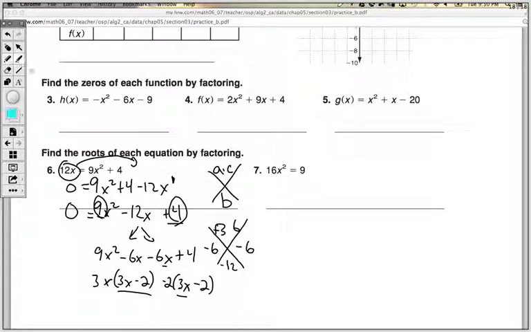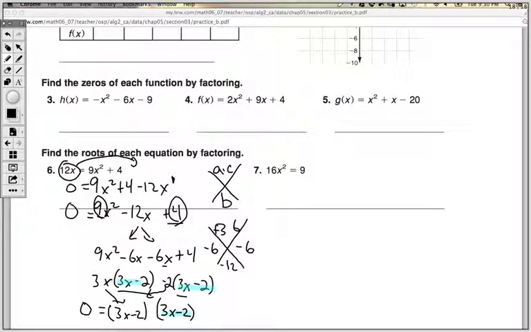Notice what we have in common for each of these. We got this 3x minus 2, this 3x minus 2. So we can take that as one of the factors, 3x minus 2. And then the other one is pieced together by these two pieces there, which is also 3x minus 2. So 3x minus 2 times 3x minus 2 equals 0.